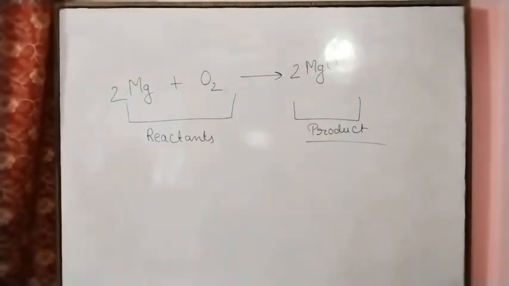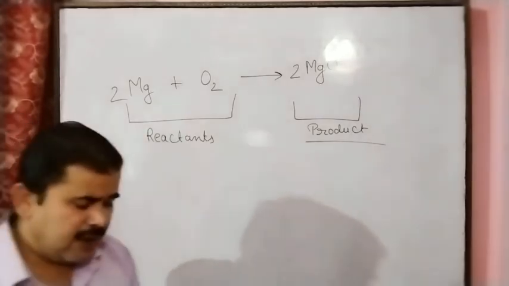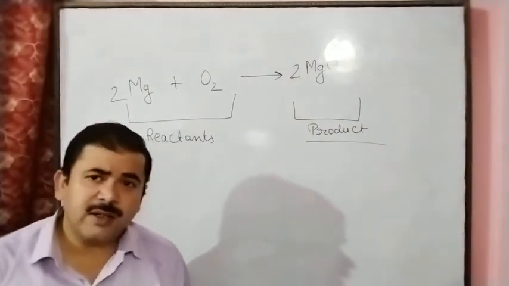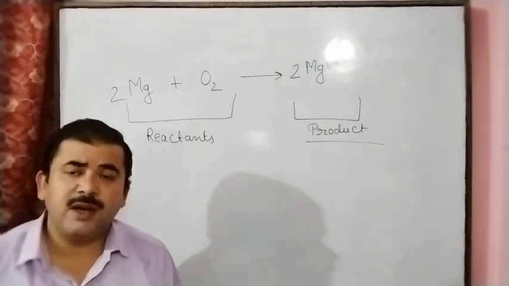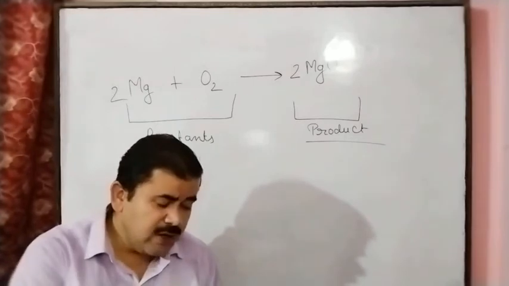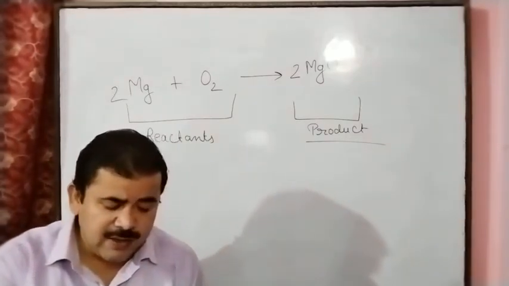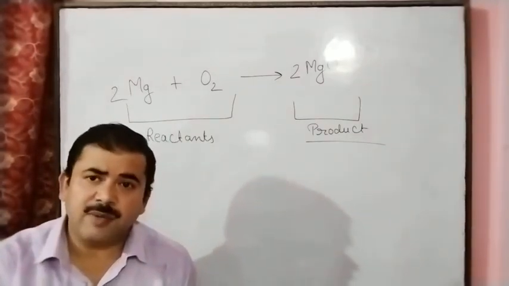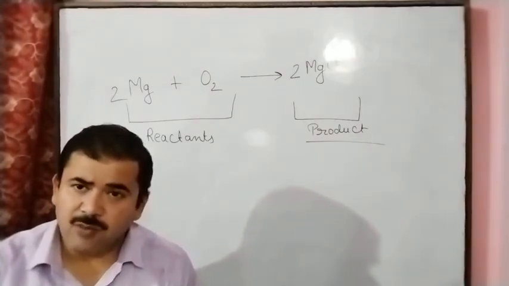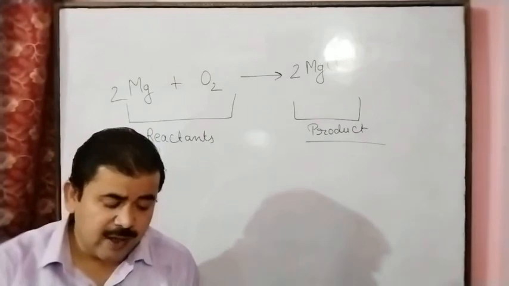And after this, the information and limitations of a chemical equation are given. So what is the information in the chemical equation and what are the limitations? Here, information: a chemical equation tells us about the chemical nature of reactants and products, the nature of elements and radicals involved, and the direction of the reaction.